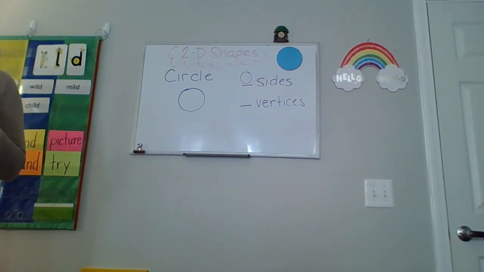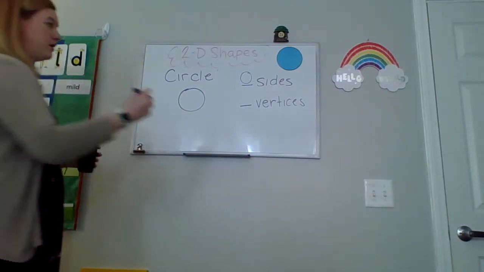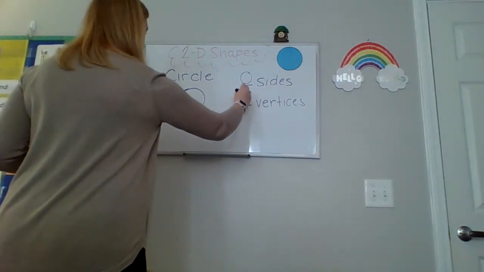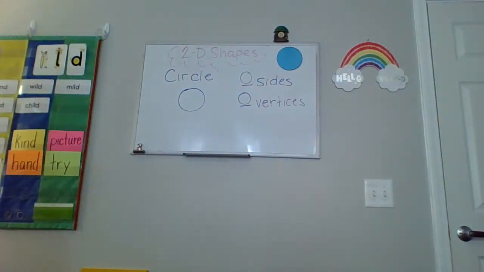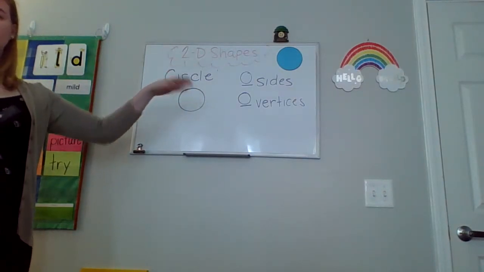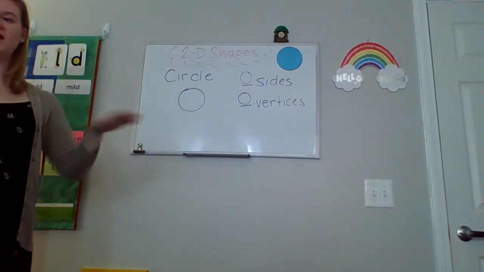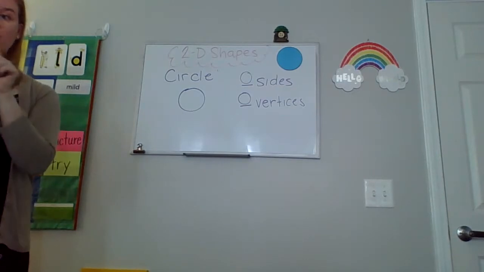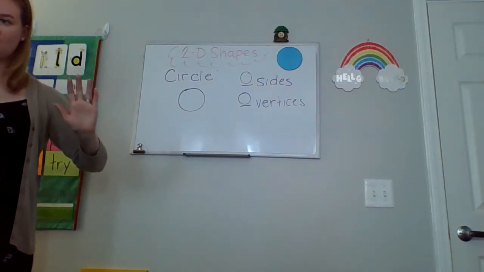Journey? Journey? I think you're muted. 0. That's right. 0 vertices. So, a circle has 0 sides and 0 vertices. There's no sides, no vertices. It's completely round. It doesn't have any straight edges, right?